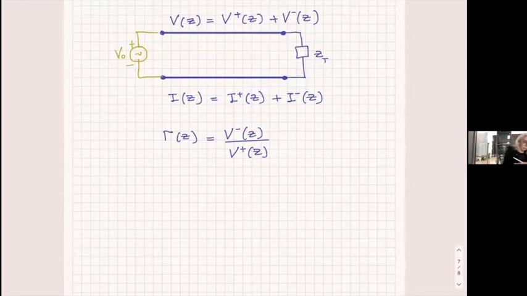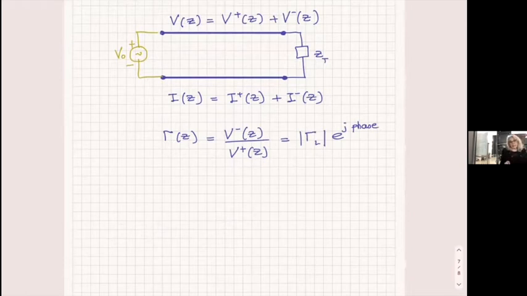And also, if we remember, it has a magnitude, which is the magnitude of the reflection coefficient at the load, times an exponential of a phase for the reflection coefficient, so we'll call it phase here. All right.